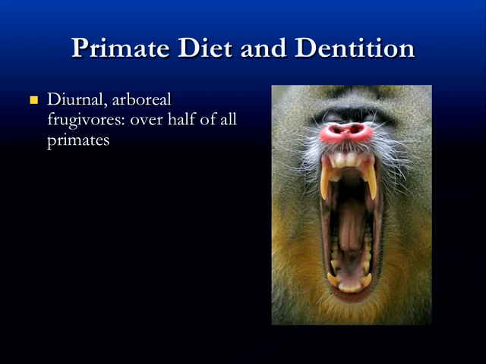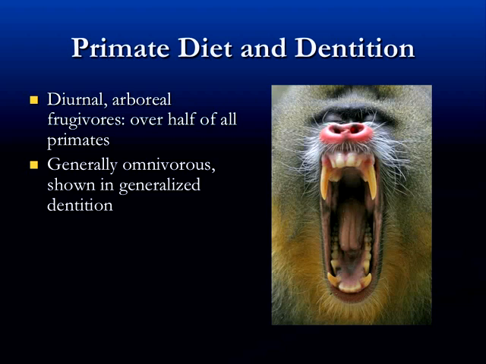Now the problem with fruit is it's not really available all year long, even in the tropics. It's available more often than you would think in the tropics, because trees fruit at different times. But frugivores generally have to eat something else. Nobody lives on an all-fruit diet, basically. There's no total frugivore, but it does make up the majority of food for a lot of primates.